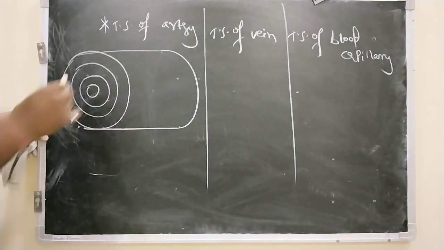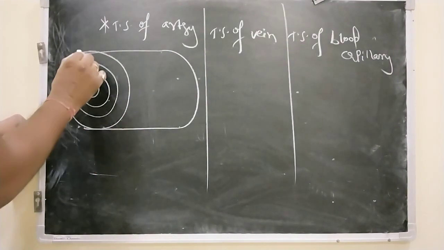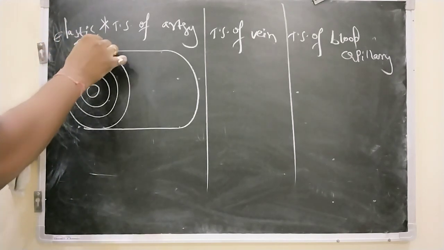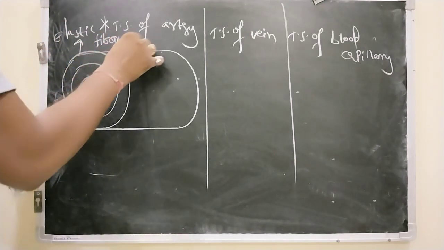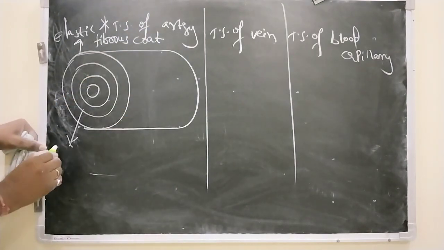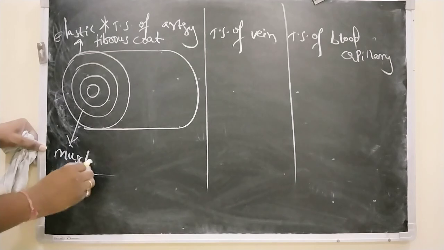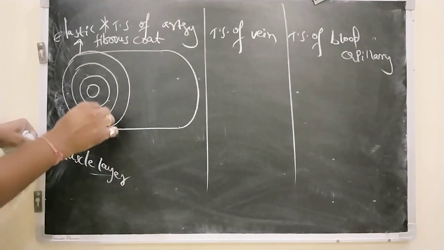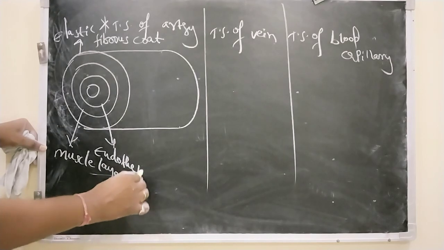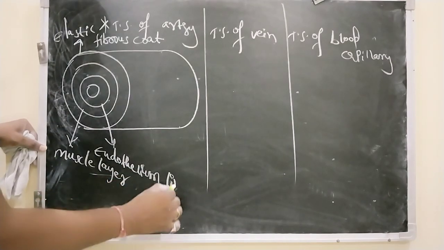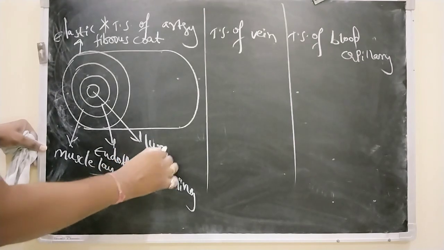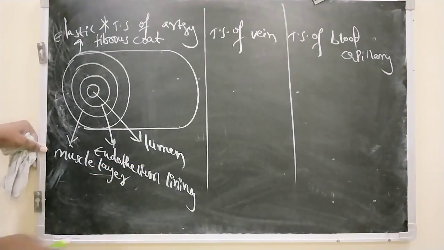See, this is the T.s. of artery. This outermost one is the elastic fibrous coat, and this second layer is the muscle layer, and this one is the endothelium lining, and this is the lumen. Okay, next.